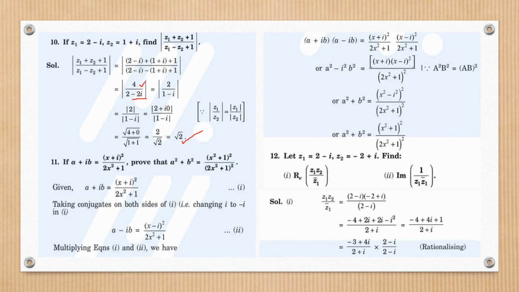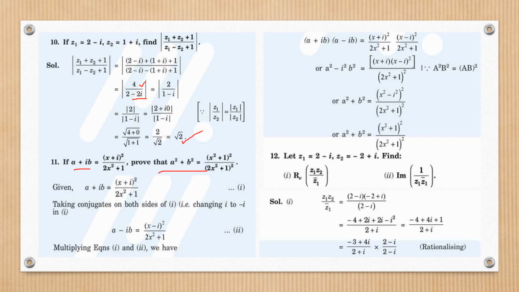Number 11 is a plus iota b is (x plus iota) whole square upon 2x square plus 1. Prove that a square plus b square equals (x square plus 1) whole square upon (2x square plus 1) whole square. So this type of question we have already done, that whenever a plus iota b is given and you need to convert to a square plus b square, it's better to take the conjugate and then multiply both the equations.